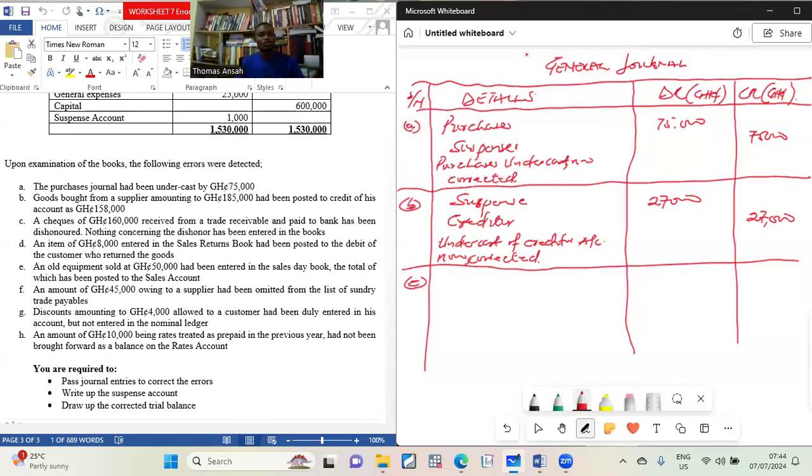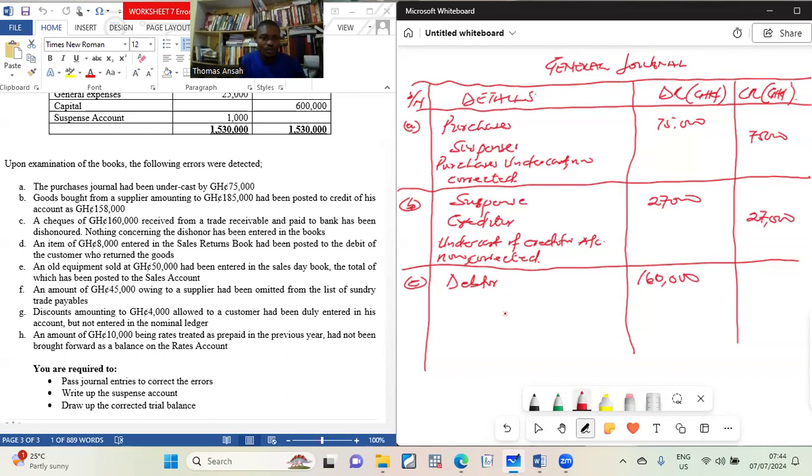What then happens? So the guy gave you a check. You took it to the bank. The check was dishonored. It's as good as saying that the guy didn't pay you anything. So he still remains your debtor. So the check was dishonored, so he didn't pay. That's the meaning. So the debtor, how much is that? 160,000.